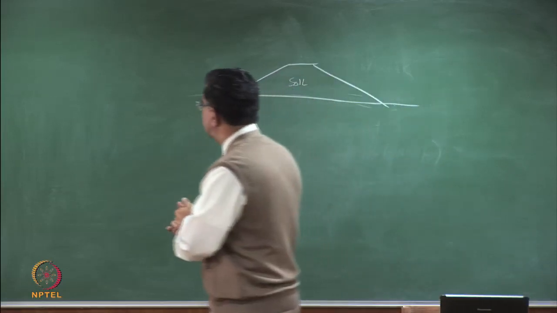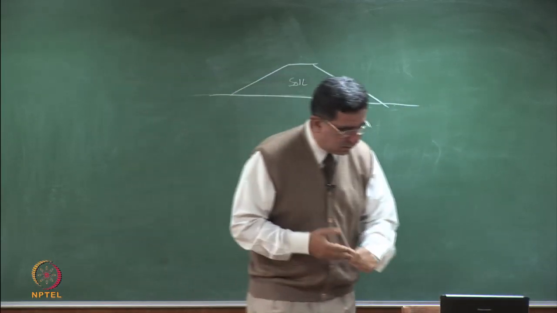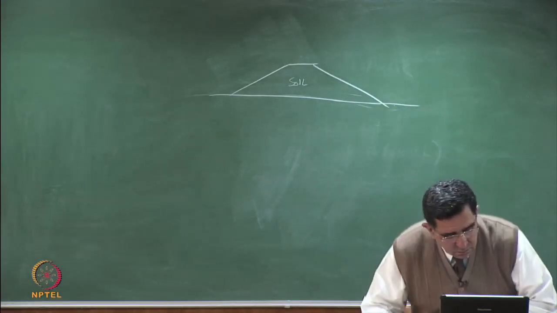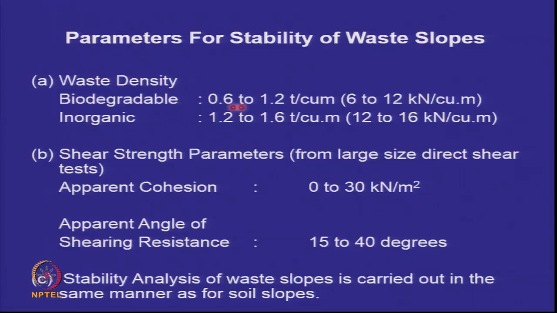So first let's go through the densities. If you have biodegradable waste, your densities, what we call total unit weight, will be low, but if you have inorganic waste, it will be typically like soil. Apparent cohesion values 0 to 30 kilonewtons per meter square, and apparent angle of shearing resistance 15 to 40 degrees.